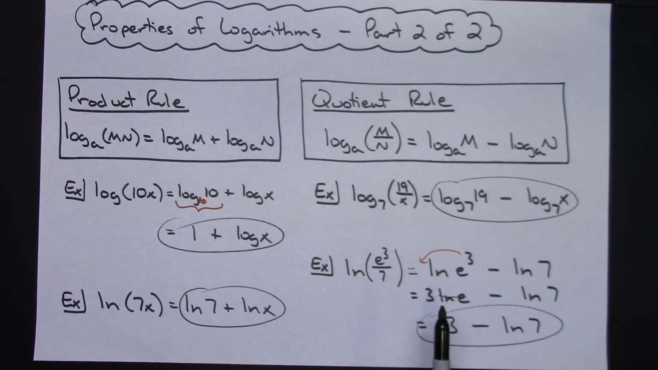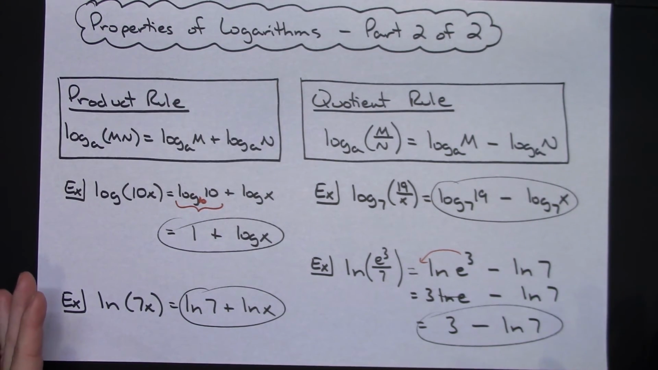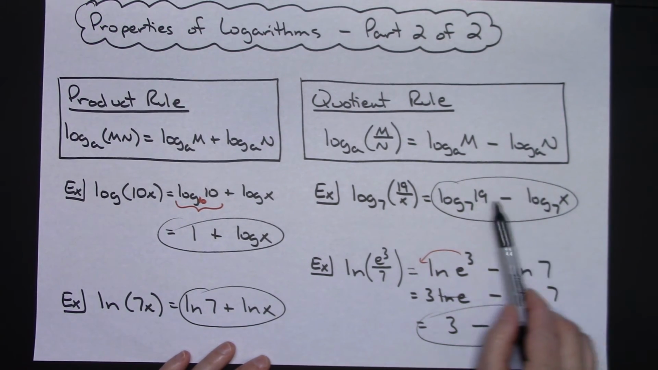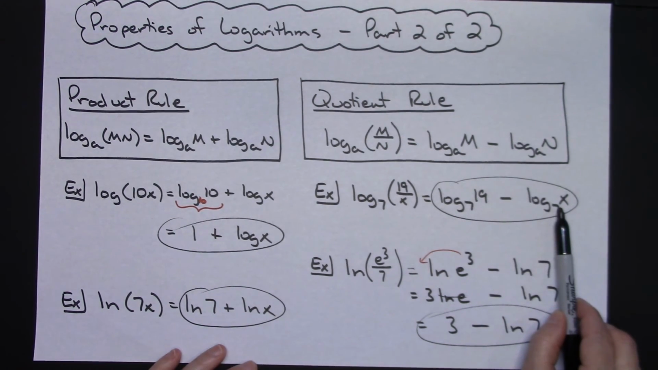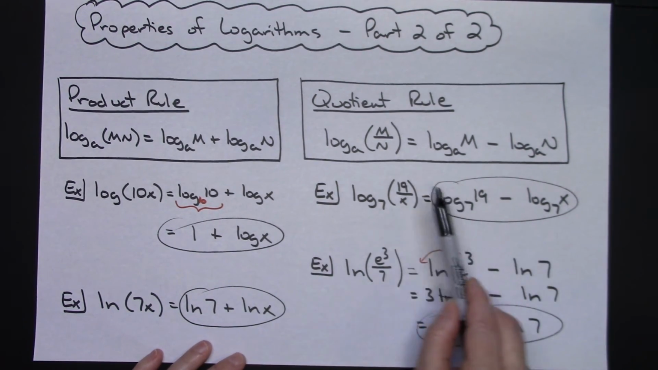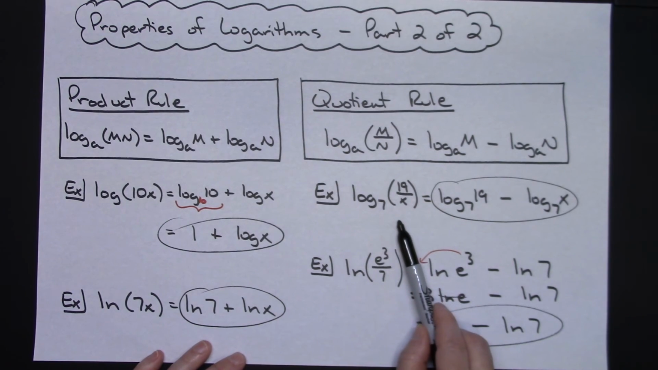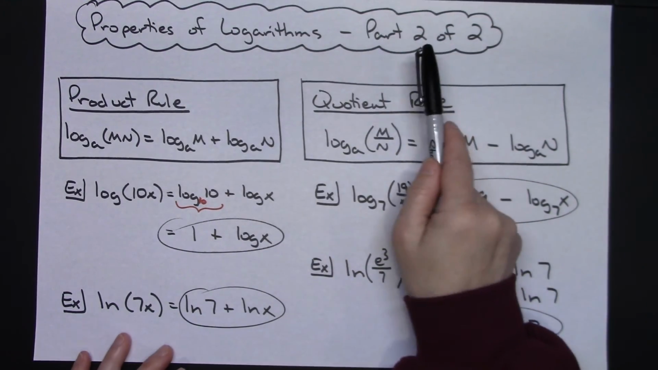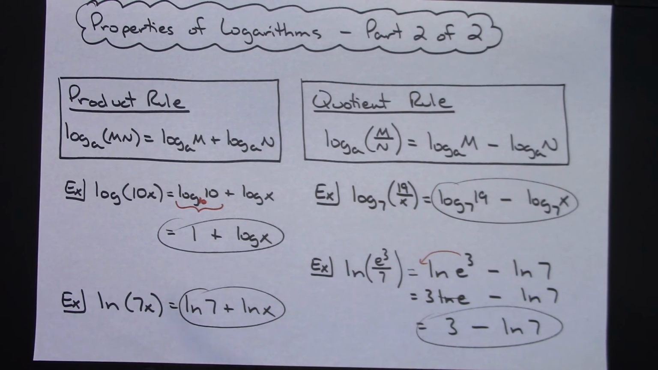So those were 2 really quick examples of expanding your logs, but do keep in mind that you can go backwards and compress. If I would have started with 2 logs, like for this one being subtracted, and it said to compress them into a single log, because it was subtraction, I would have come back to this and written it as a quotient. So both of these rules go both ways. This sums up pretty much all the properties of logarithms in 2 videos. Make sure you watch the first one.